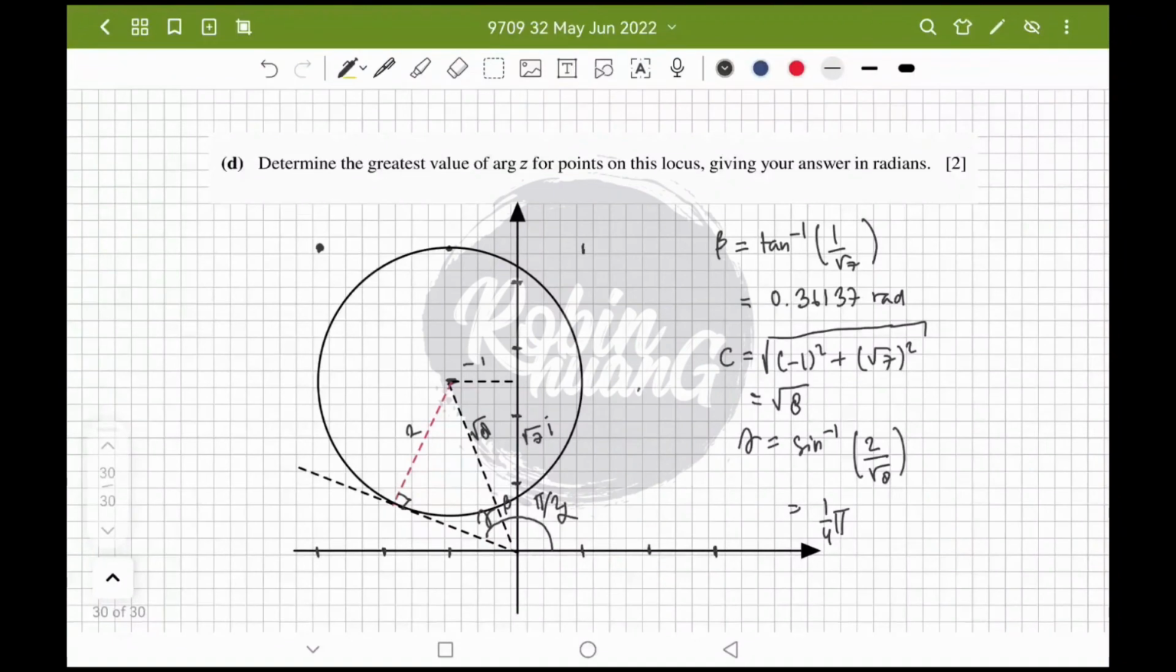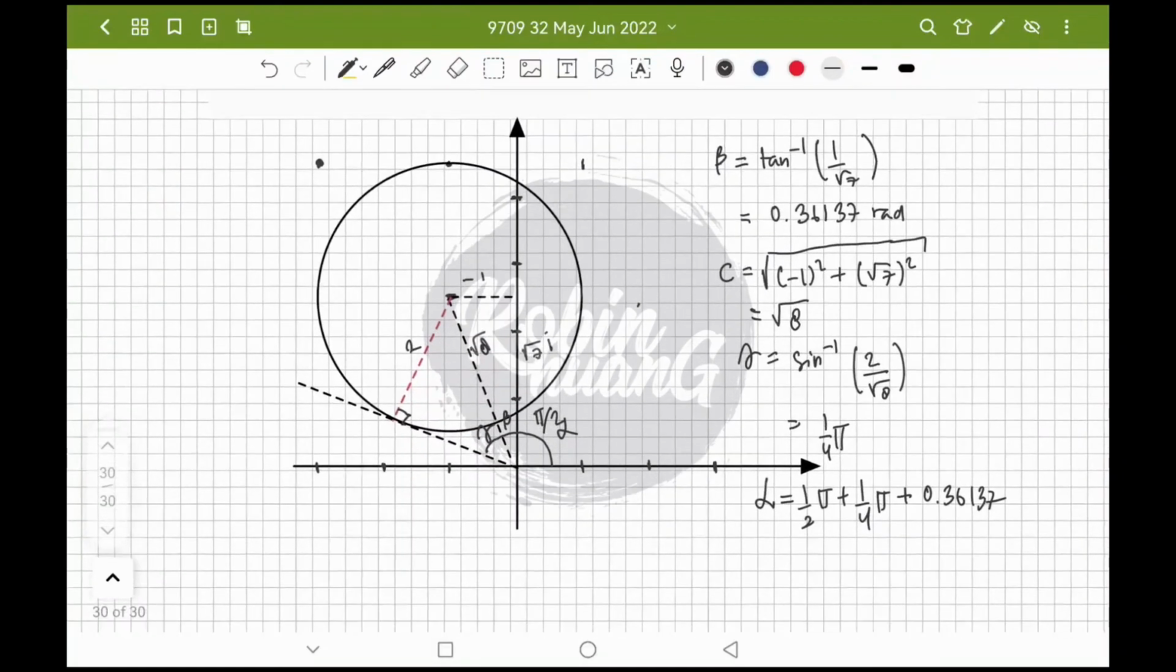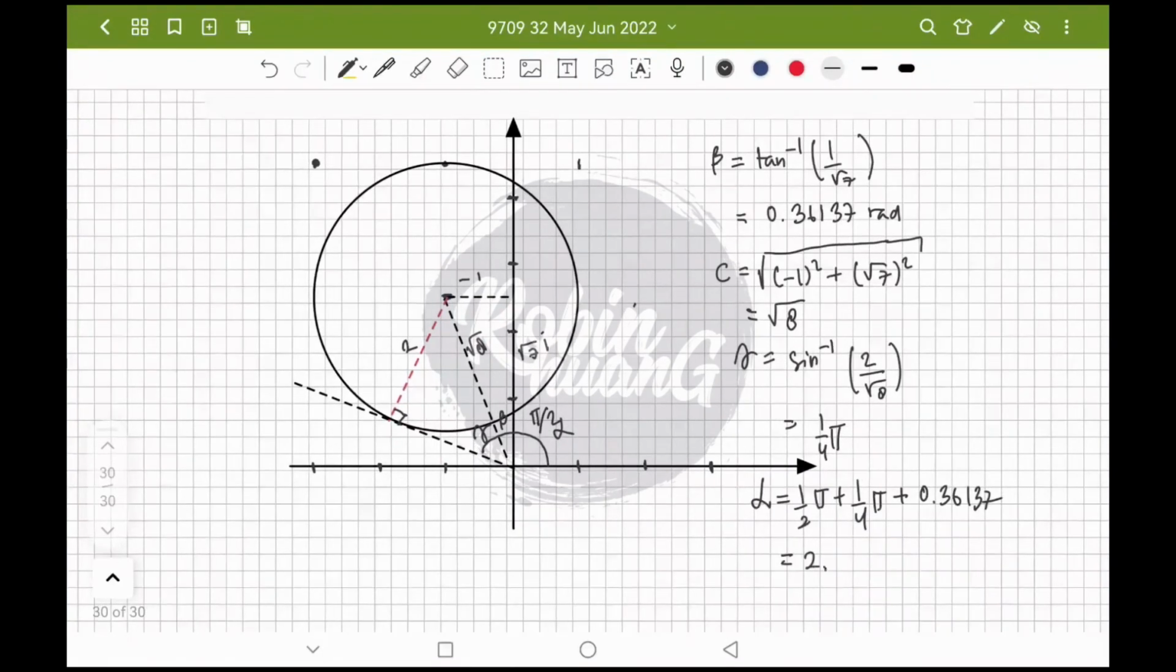So the total angle alpha is half pi plus quarter pi plus 0.36137. So that is around 2.72 radians.